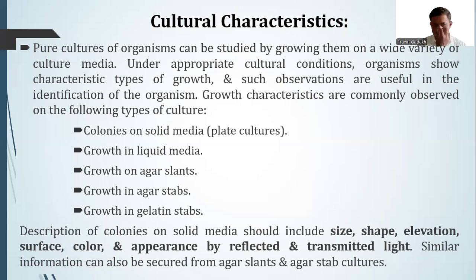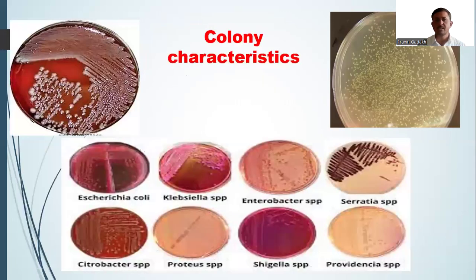Color of the colony: many organisms produce different pigments, and different organisms show quite different colors on a particular medium. So we have to report what type of color the colony shows, and its appearance by reflected and transmitted light. With respect to opacity, we also have to discuss. Similar information can also be secured from agar slant and agar stab cultures. So these characteristics we can use as cultural characteristics.